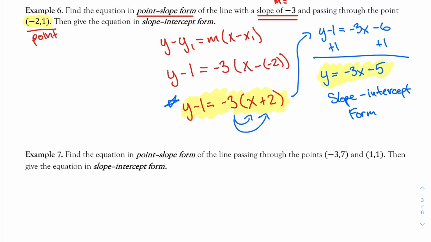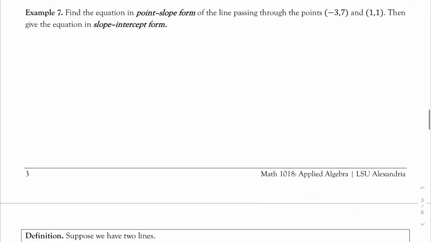Now, to really pack in our point-slope form versus slope-intercept form, let's go ahead and look at number 7. Find the equation in point-slope form of the line passing through the points negative 3, 7, and 1, 1. Let's focus on this first sentence. We'll worry about the rest of this afterwards. The first thing I'm noticing is that I want point-slope form, meaning I need a point and I need a slope. Well, I have points. I actually have 2 points. I can use either one if I want. Let's just go ahead and call this one the main point, negative 3, 7.